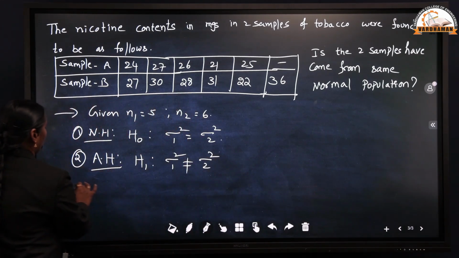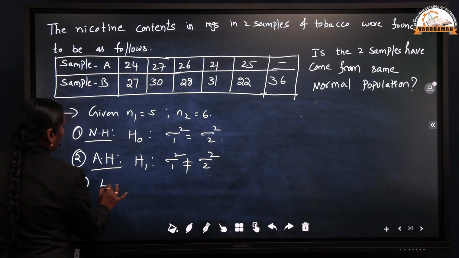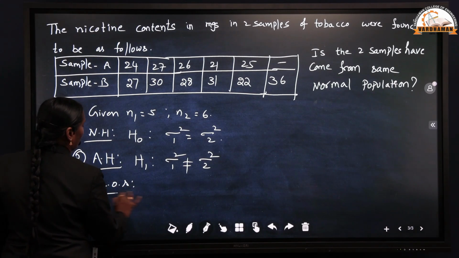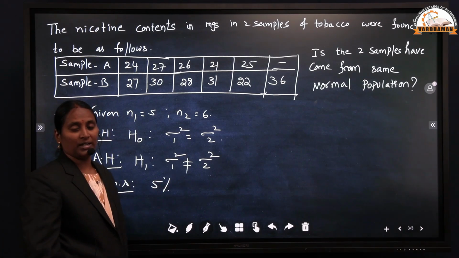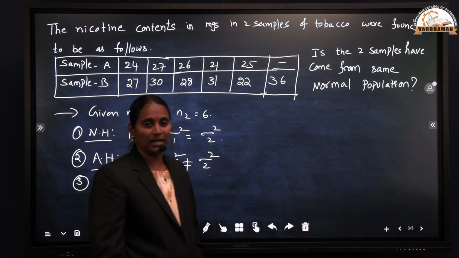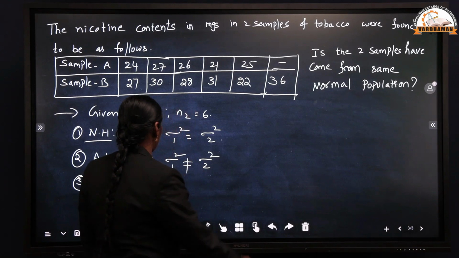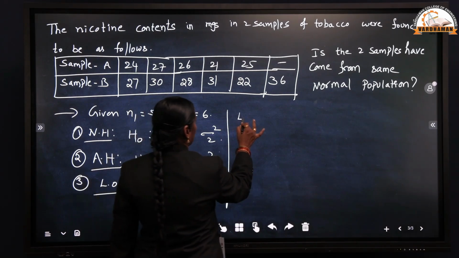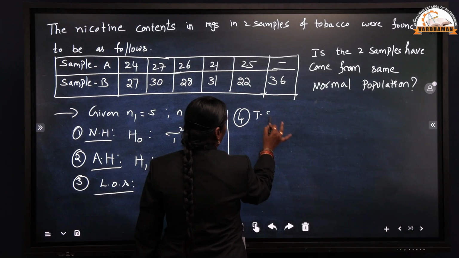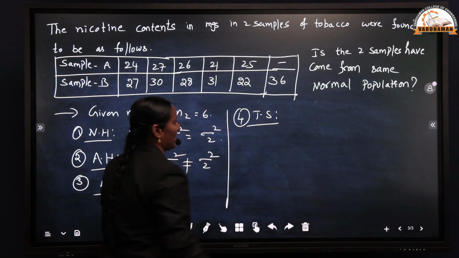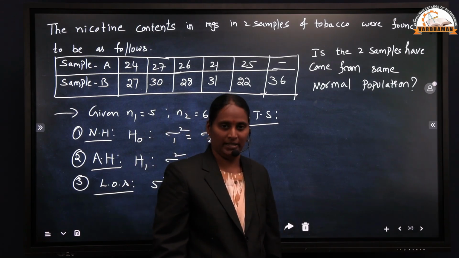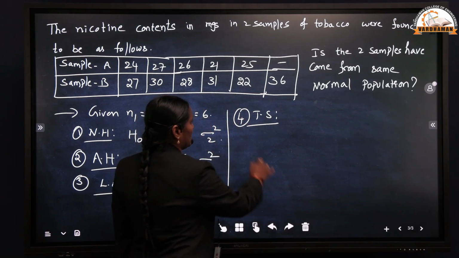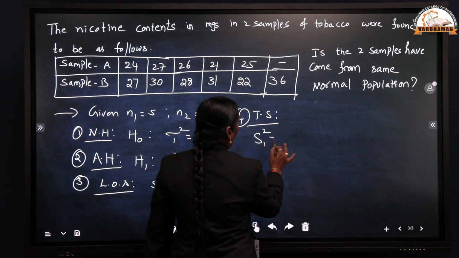Now, in the given problem, they didn't ask for the level of significance, whether 5% or 1%. So we are going to take the standard 5% level of significance. And then the fourth step is the test statistic. Before going to the test statistic F, we are first going to find the S1 square value and S2 square value.